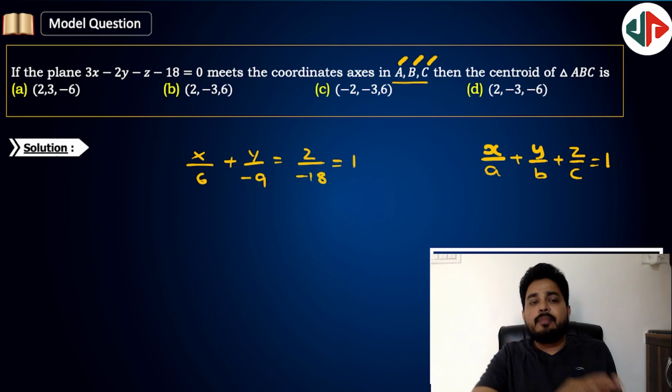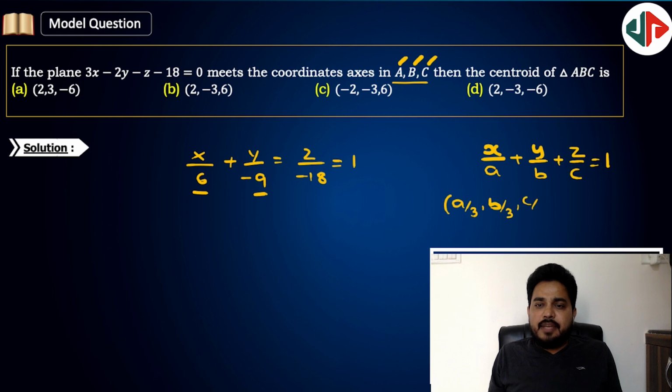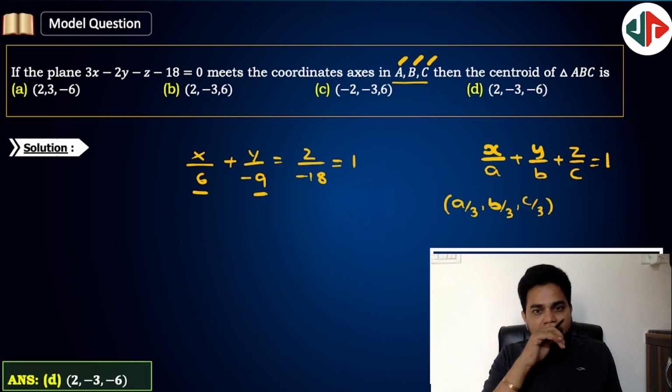So what you are doing? You are transferring the 18 to the right hand side. So a is 6, b is this one. So the centroid will be a by 3 comma b by 3 comma c by 3. So the answer is D. The answer is D. Next question.